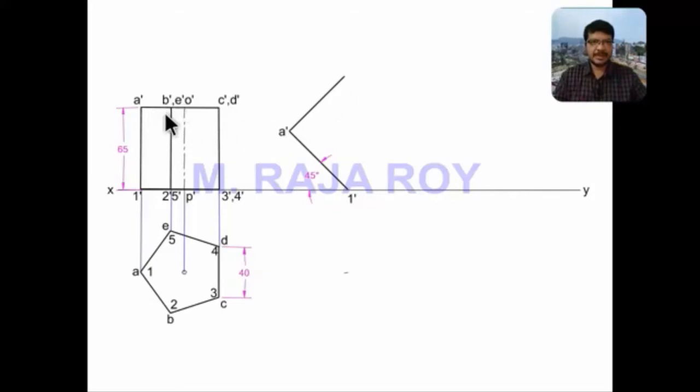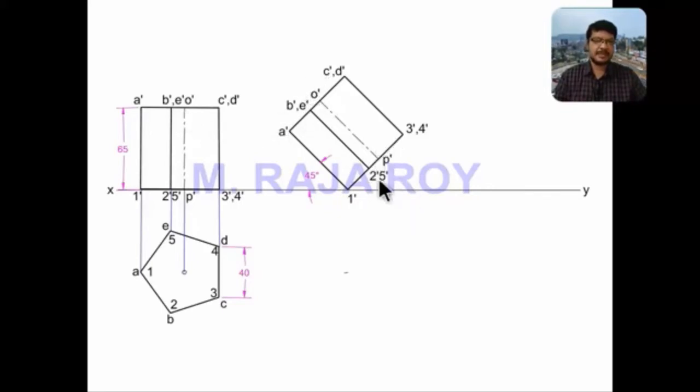Then this line you are drawing here. On this line you will get B dash, E dash, O dash and C dash, D dash like this. And complete the rectangle, this outer contour. Then this edge is C dash, D dash, this is 3 dash, 4 dash. Then take this distance, mark that here and draw the line. Here you will get B dash, E dash, 2 dash, 5 dash. Then take this distance, mark here, then you will get O dash and P dash.